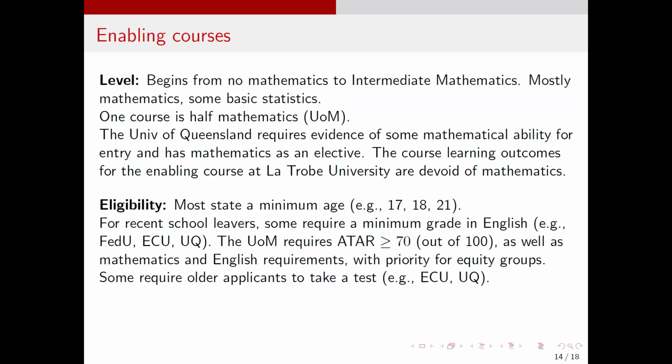Again, an outlier is the University of Melbourne, which requires an Australian tertiary admissions rank of greater than 70 out of 100 to get into its enabling course. Students are ranked from 0 to 100 at the end of secondary school, and they require that your rank be 70 or above. I mean, you can get into most courses at my university without maths and with a lower ATAR, so they have higher standards. However, they do have priority for equity groups, and it is aimed at equity students, I'm told. Okay, some require older applicants to take a test, I guess, to see if they've forgotten everything.